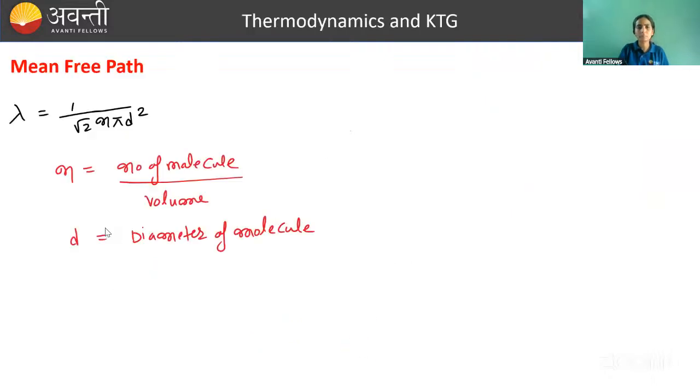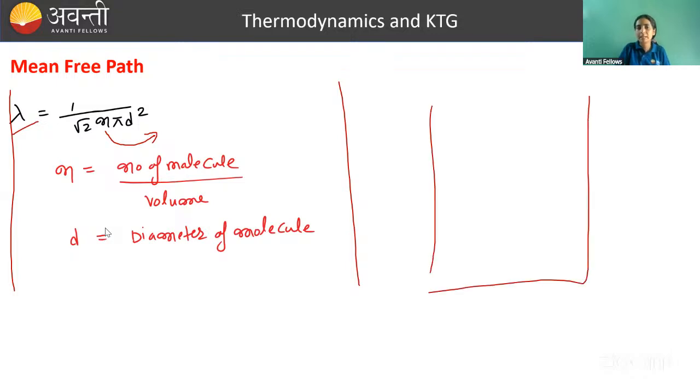ठीक है. Another thing is mean free path. यहाँ से question direct आया है formula से. तो always remember, mean free path का formula क्या है? 1/(√2 n π d²). What is this n? n is number of molecules per unit volume. What is this d? d is the diameter of molecule. And what is this mean free path?